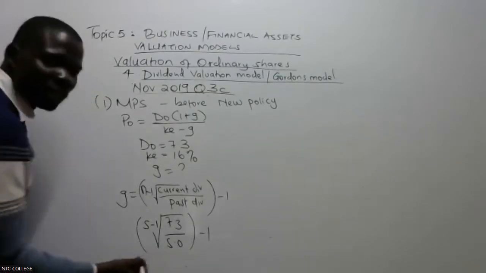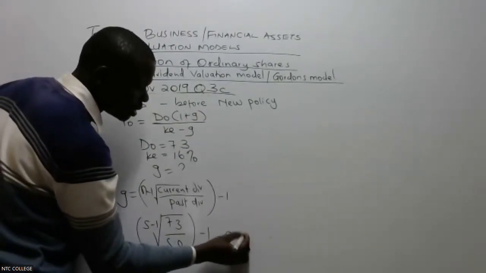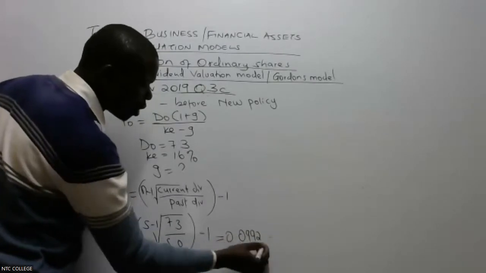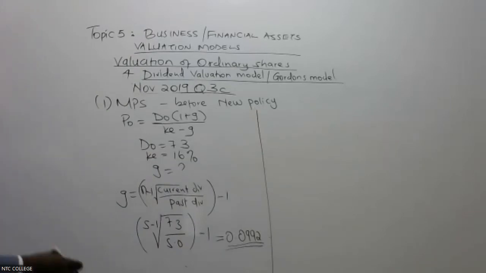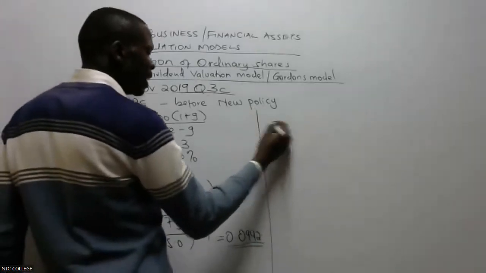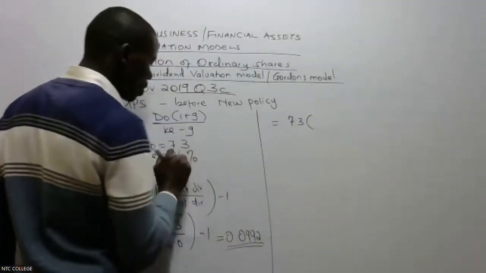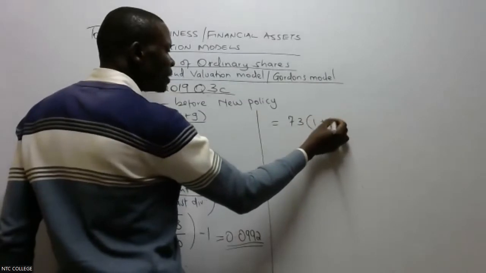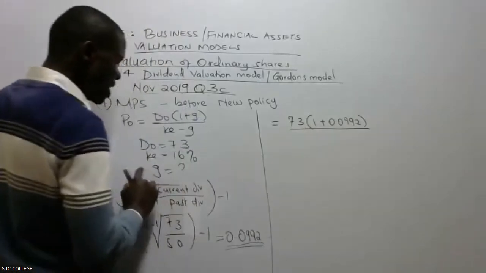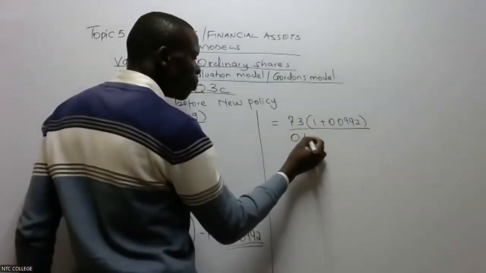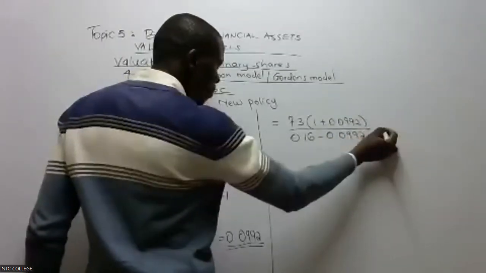$0.0992. Thank you. So here we are having 0.0992 as our G. So we determine the first intrinsic value by saying D0, we have a D0 of 7.3 into bracket 1 plus G, 1 plus 0.0992, over KE of 0.16 minus 0.0992. What do we get?